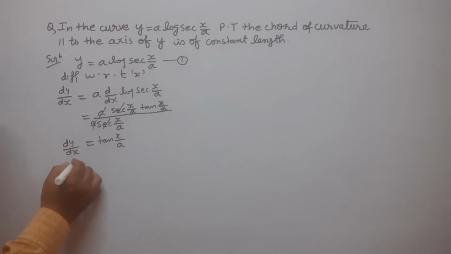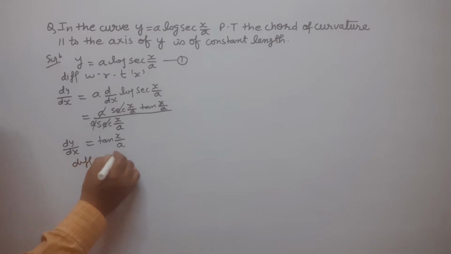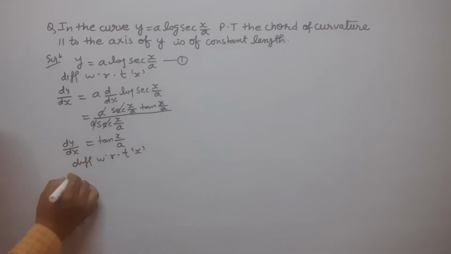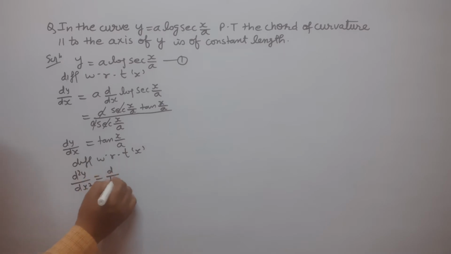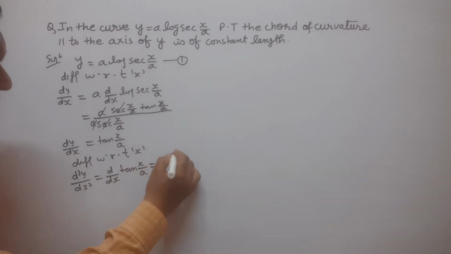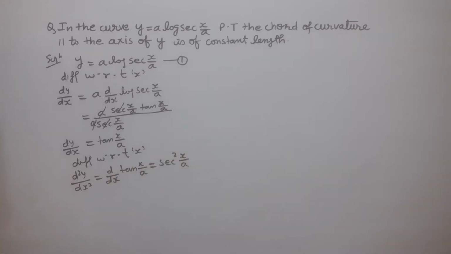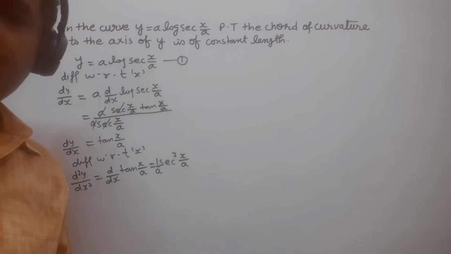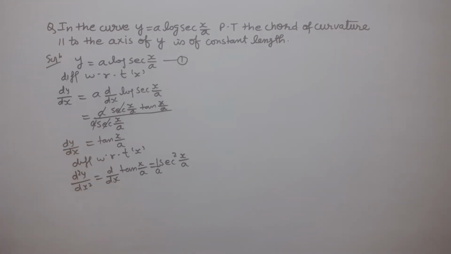Now again we differentiate with respect to x, and we get d2y by dx2, that is d by dx of tan x by a. And we know that the differentiation of tan x is sec square x, and when we differentiate this x by a, 1 upon a is constant, and differentiation of x with respect to x is 1. So d2y by dx2 is 1 upon a sec square x by a.